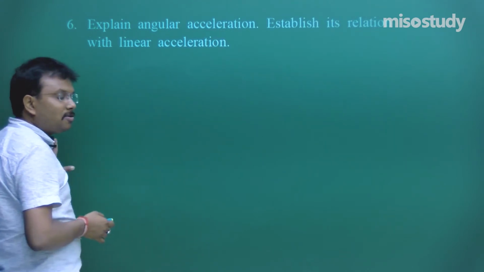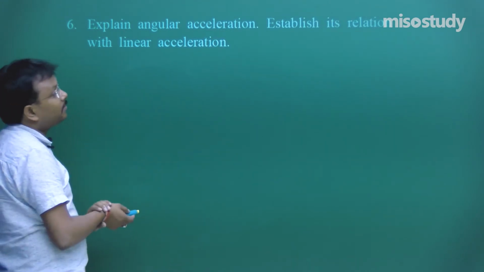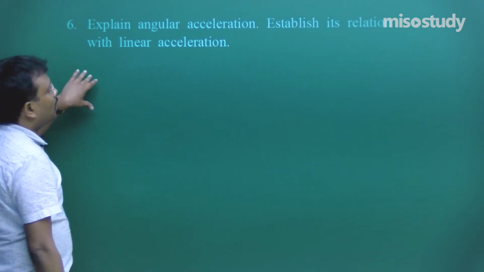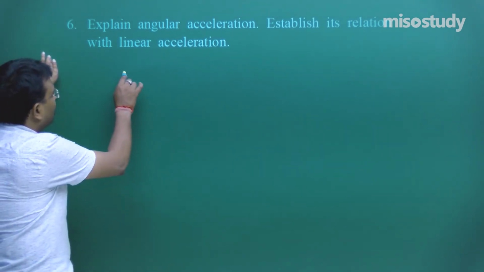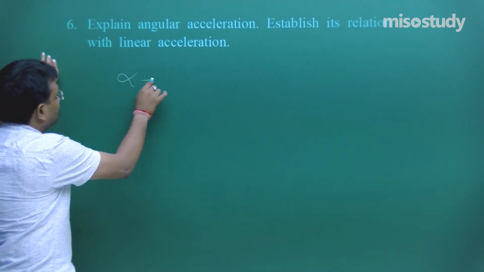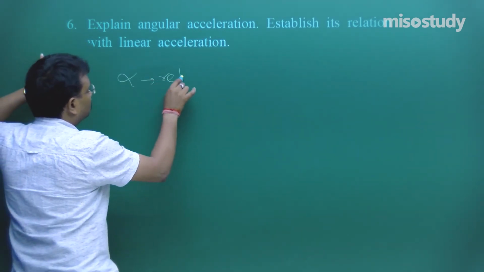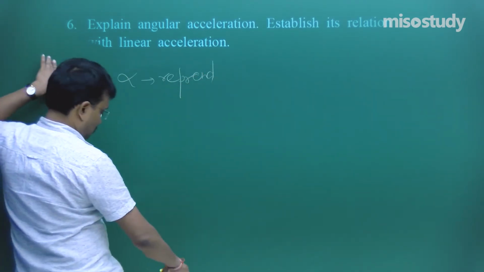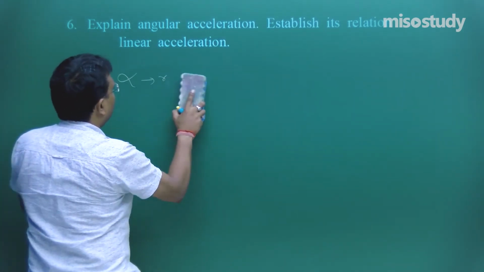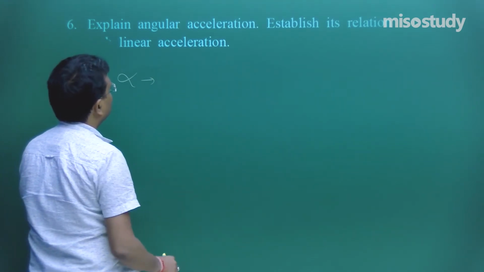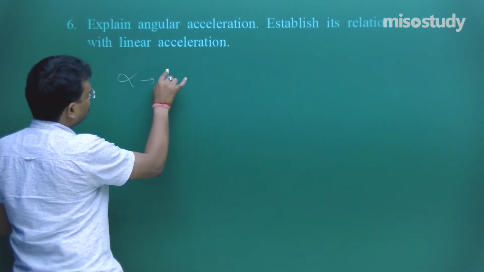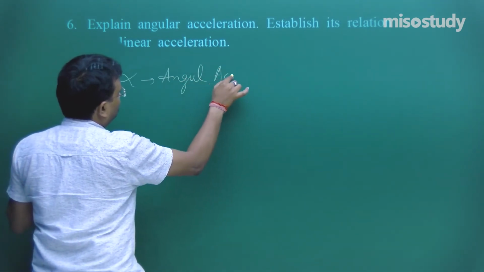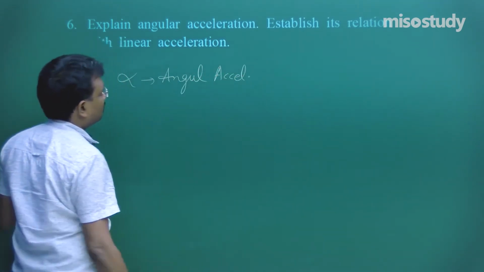Angular acceleration means motion is somehow circular. So, if the motion is somehow circular, then only you can calculate it. So, angular acceleration is represented by alpha.